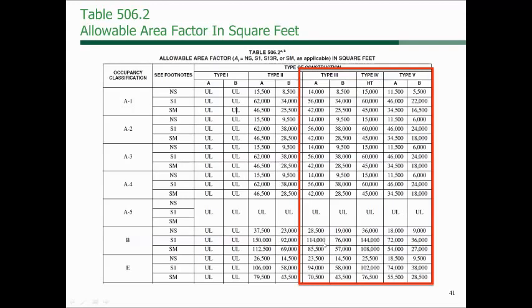And then for cross-laminated timber, obviously that would be under type 3 or type 4. Type 4, you can get as much as 144,000 square feet using cross-laminated timber in a business occupancy application.